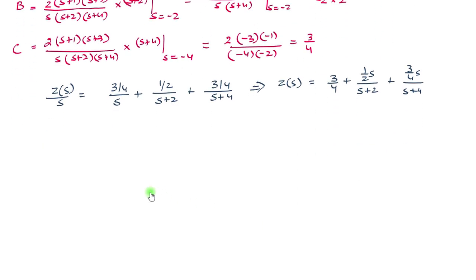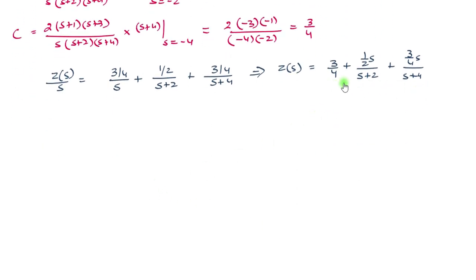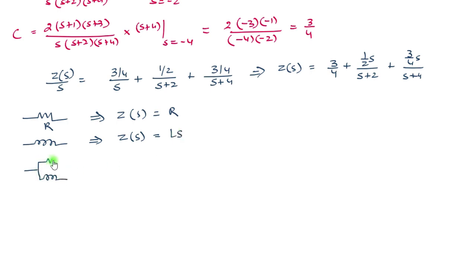So the possible network functions could be: if it is an R, then its Z of s will be equal to R. If it is an L, then its Z of s will be equal to Ls, and if it is the parallel combination of R and L, then this Z of s will be equal to R into Ls divided by R plus Ls.